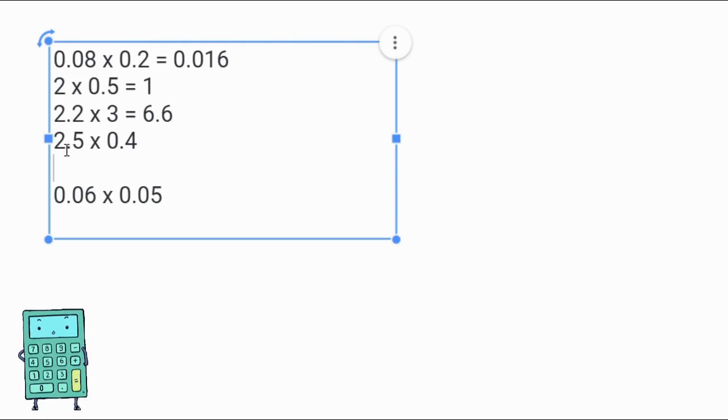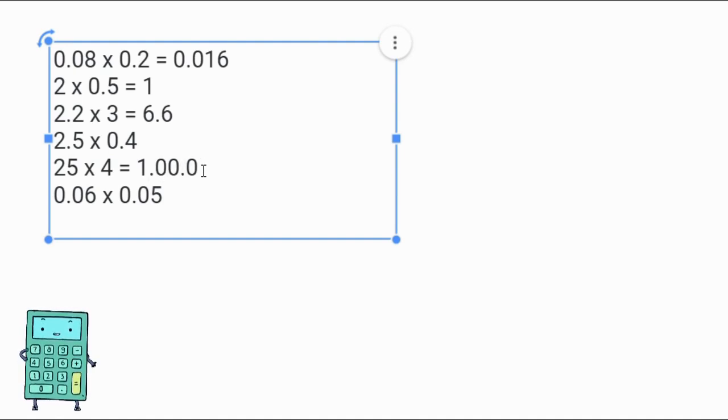Now we're going to go to 2.5 times 0.4. Well, we're going to forget the decimal points, and we're going to do 25 times 4, which is 100. And now we're going to count the numbers after the decimal point. That's one number here and one number here. So we're going to move our decimal point here. It's going to jump 1 and 2. So our answer is 1.000, or 1.